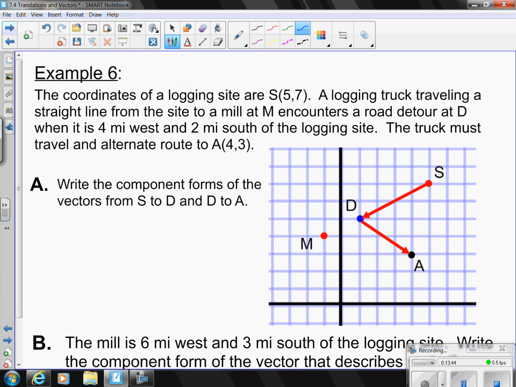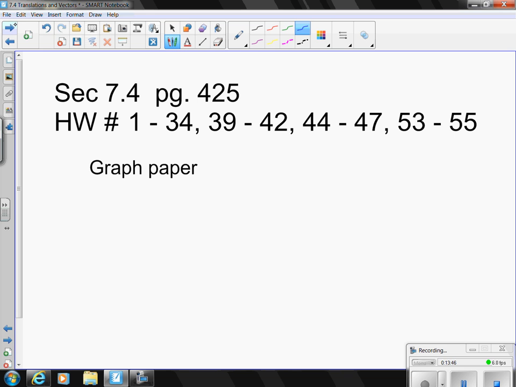I'm going to skip this problem. There's a look at your homework. Not too bad. Graph paper is definitely useful. You can get that in class. See you then.